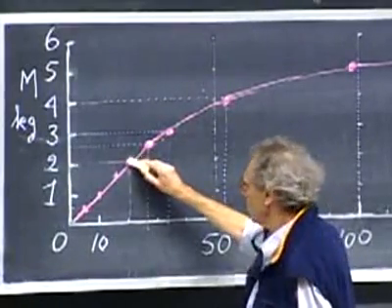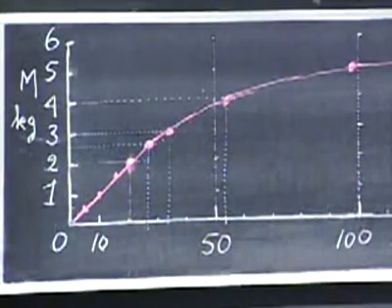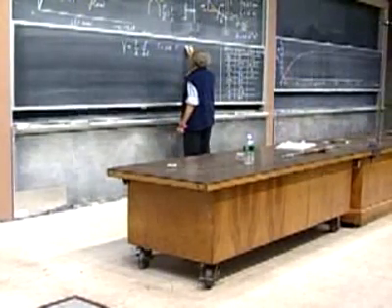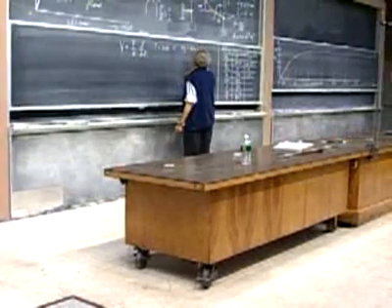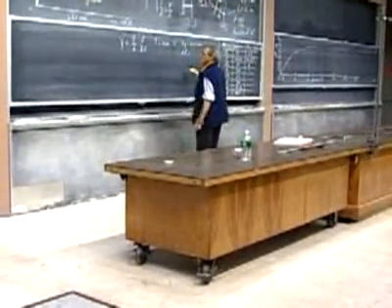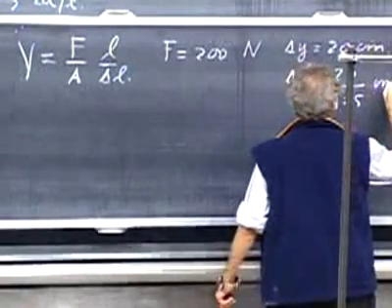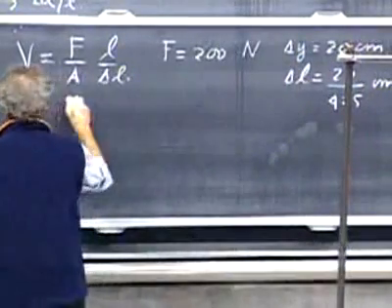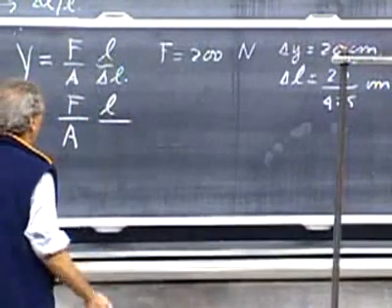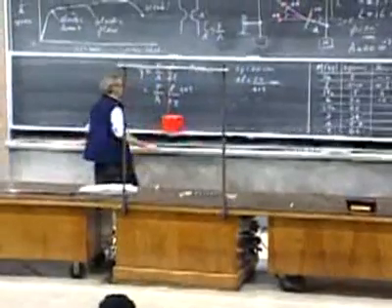So I will use 2 kilograms and 20 centimeters. I will use this point. So F equals 200 newtons. And then we have delta Y equals 20 centimeters. And so that means delta L equals 20 divided by 425 centimeters. So this is F divided by A, L, and then we have here delta Y times 425.